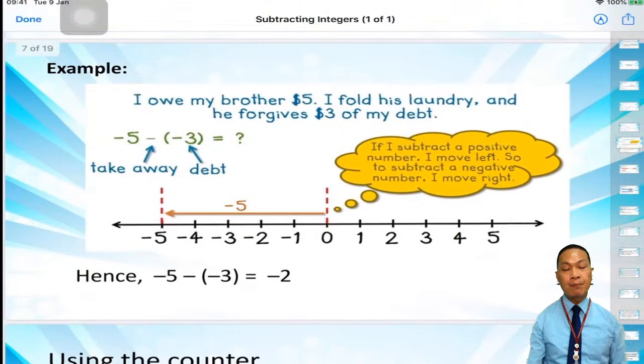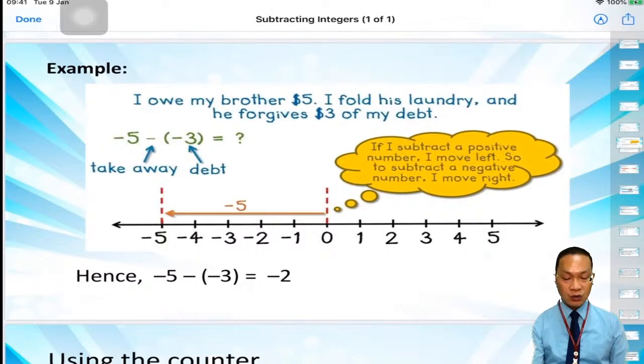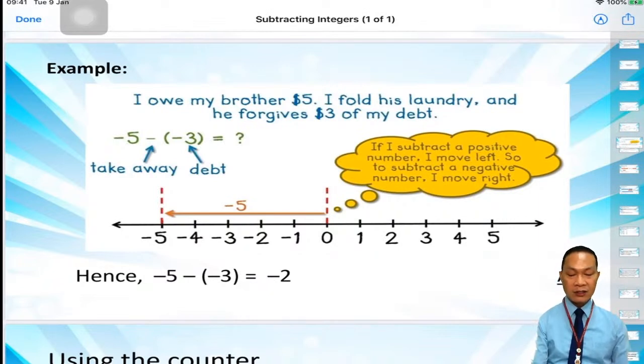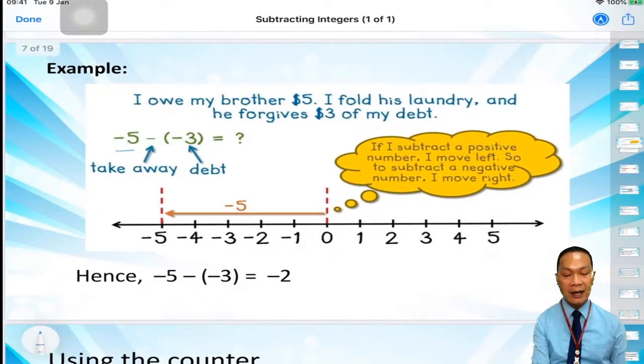Let's take a problem. Okay, only one problem. Example. I owe my brother $5. I fold his laundry and he forgives $3 of my debt. The question is, how much do I owe to my brother? Okay? So we have here negative 5 minus a negative 3.